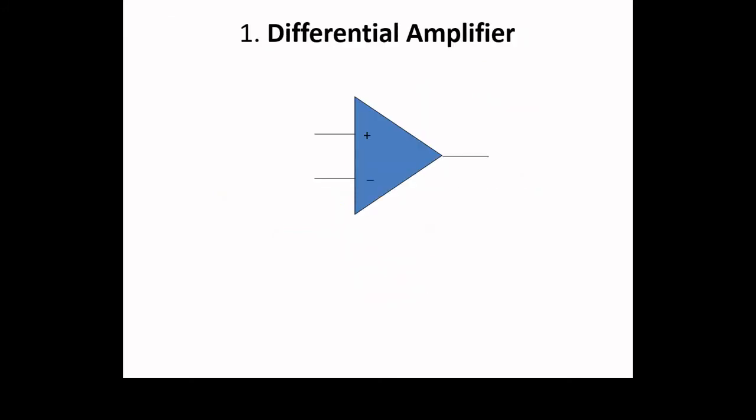Now we will see three different cases. First one is a differential amplifier. Here we'll apply inputs to both the terminals.